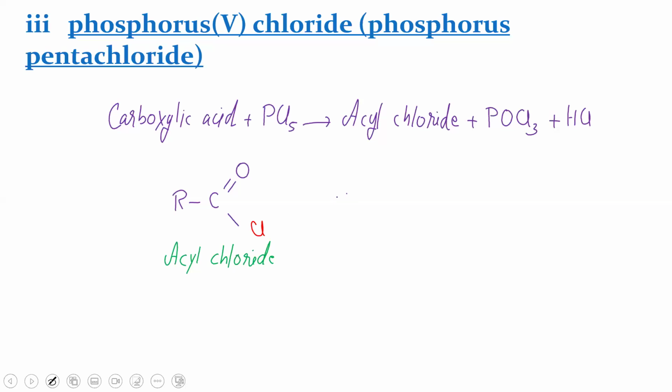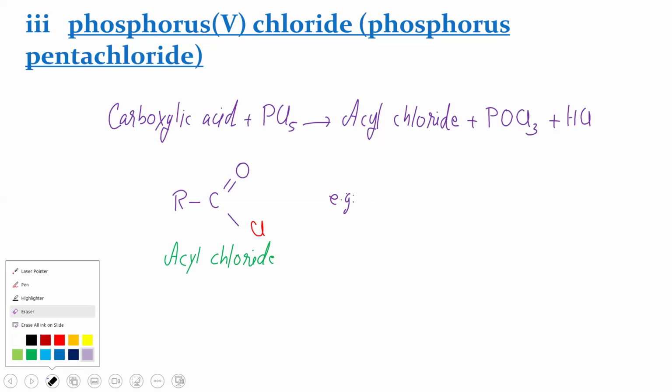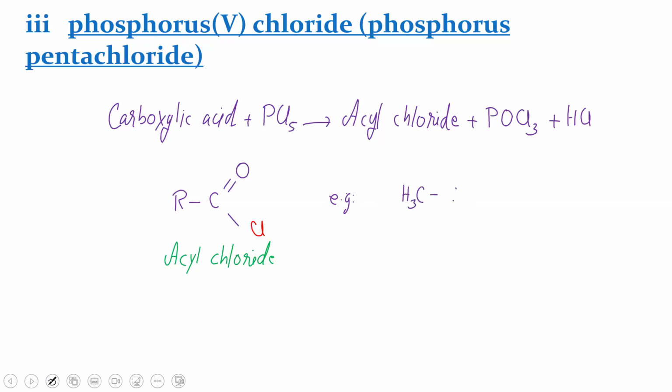Now look at this. For example, CH3COCl. This is, and its name is ethanoyl chloride. Do I copy is done?